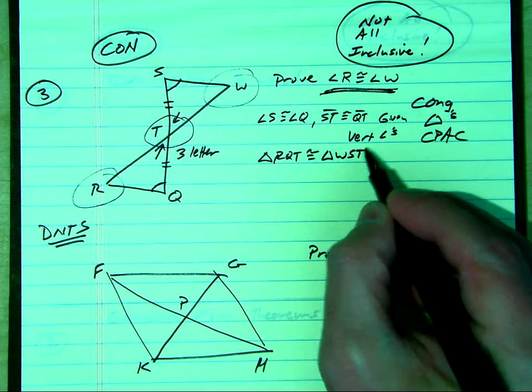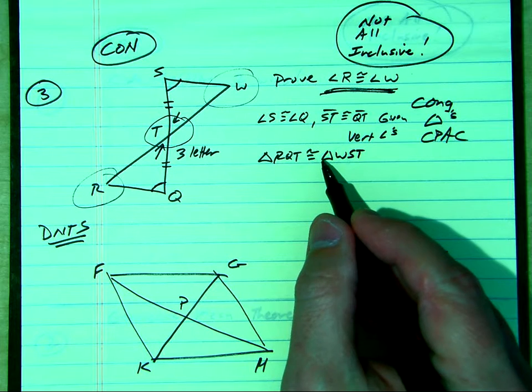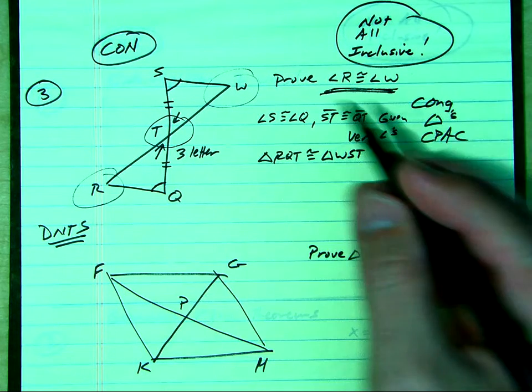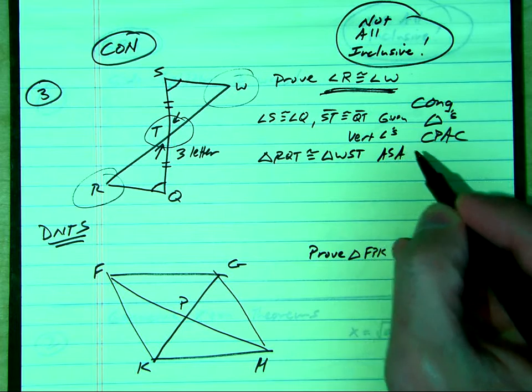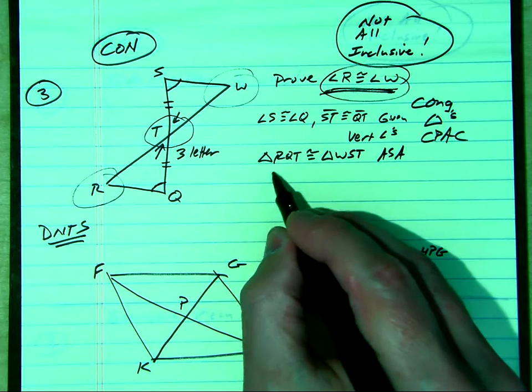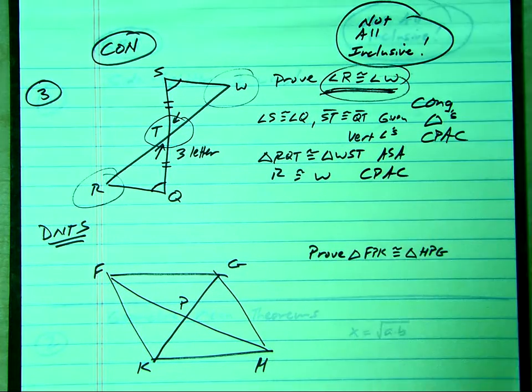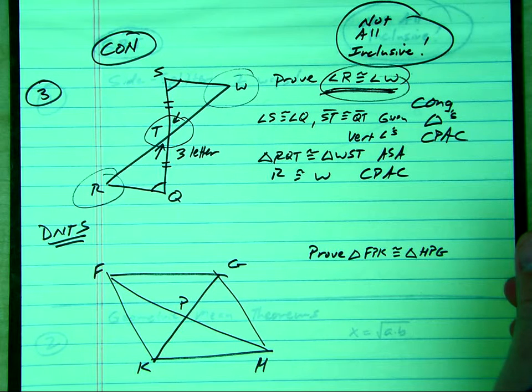Very good. Now that I said these triangles are congruent, what's going to be the reason, by the way? You have to say angle, side, angle. Then we can go to R is congruent to W by CPCTC. And that's how you do a very basic triangle congruence proof.